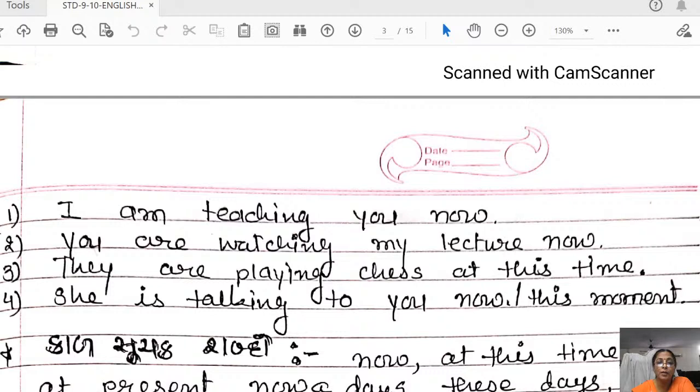Second example, you are watching my lecture now. Third, they are playing chess at this time. Fourth one, she is talking to you now or this moment. Right? So these sentences are of a continuous present tense.